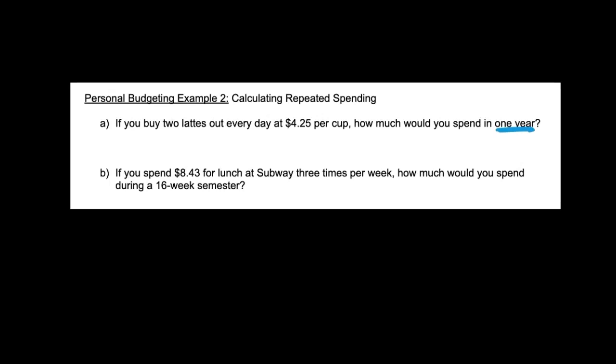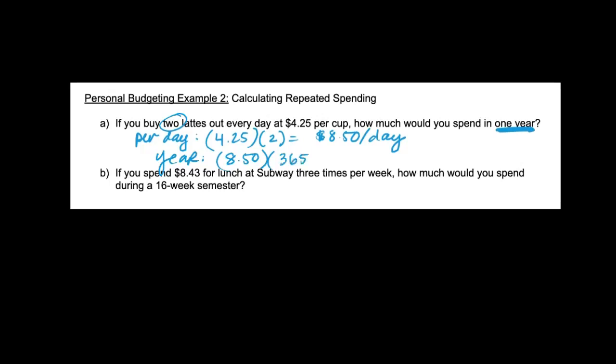Let's say you buy 2 lattes out every day at $4.25 per cup. Let's figure out per day what that would be. If it's $4.25, but you're buying 2 of them, we're going to say times 2, and that's $8.50 per day on the lattes. If I wanted to know per year, I'm going to take that daily amount, $8.50, and multiply by the number of days in a year, which is 365. If I do that, I end up getting $3,102.50. So we went from $4.25 per cup of coffee, thinking maybe that's not that much, to over $3,000 in a year, which is pretty significant.